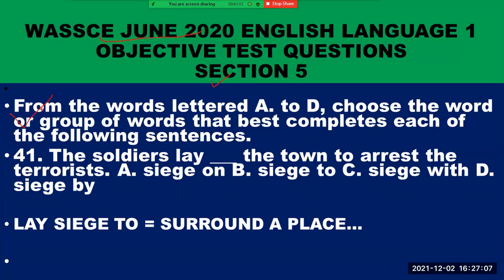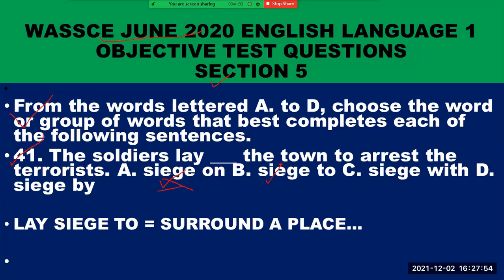Then again here, we are looking at semantics as well. So we are looking at vocabulary development. We are looking at semantics. We are also looking at collocation. So question number 41, that's what begins section 5. Take note. The soldiers laid dash the town to arrest the terrorists. A, siege on, which is the actual meaning. You know, when people lay siege, well, no, it's not siege on, it's siege to. That is actually not correct. Then siege to is the appropriate one.